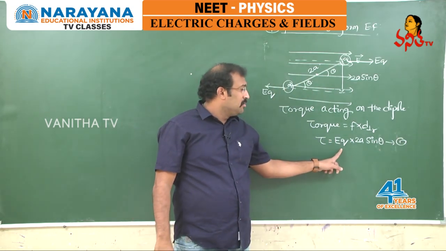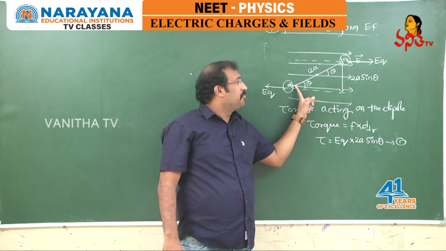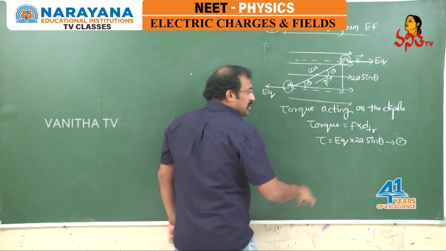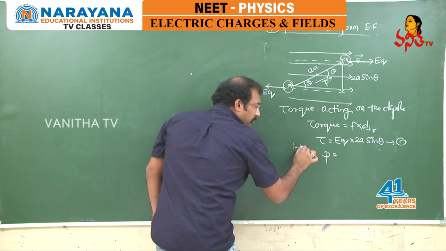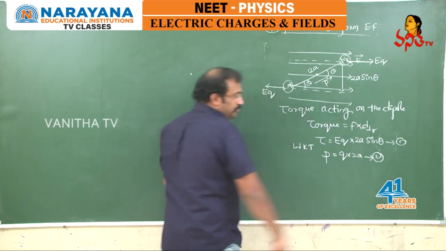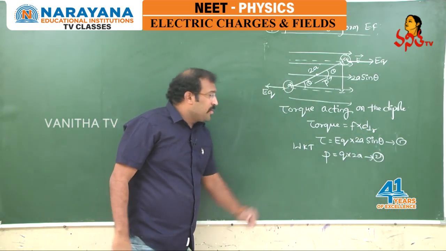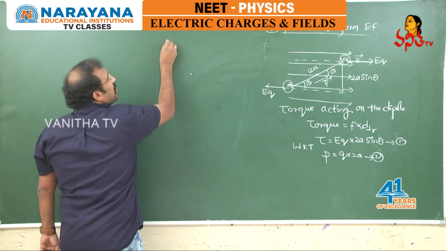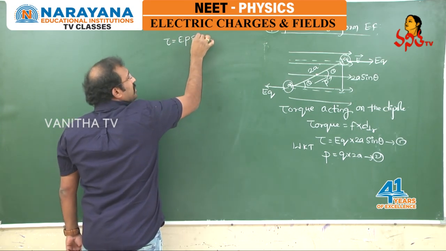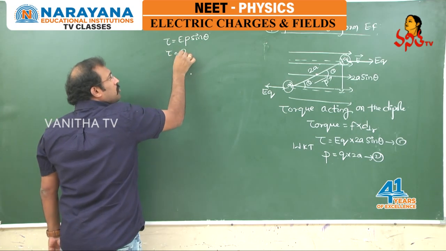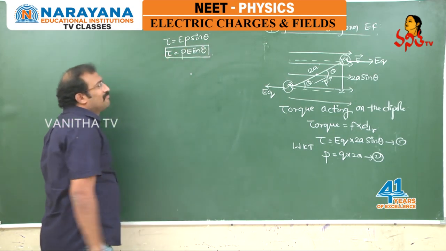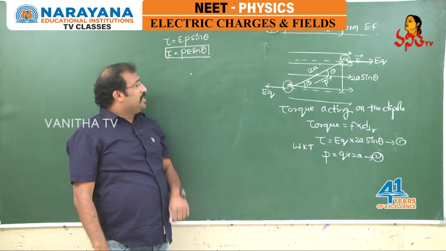We know that the dipole moment of the dipole is given by P is equal to Q into 2a. This is equation 2. From equations 1 and 2, if I substitute, torque tau is equal to E P sine theta. This is the torque acting on the dipole.